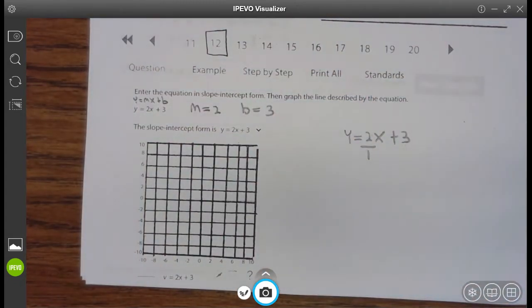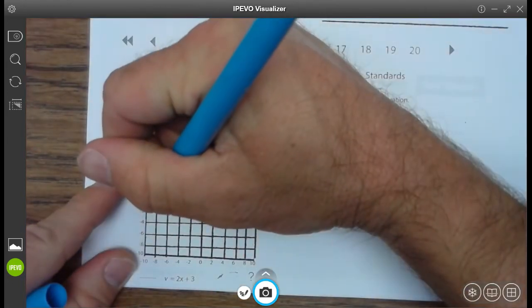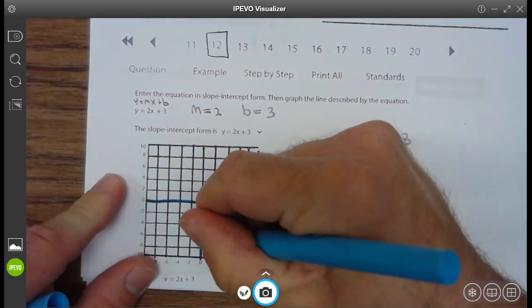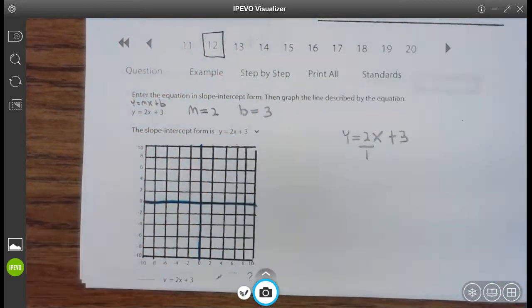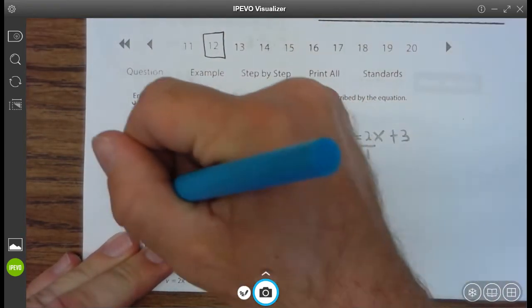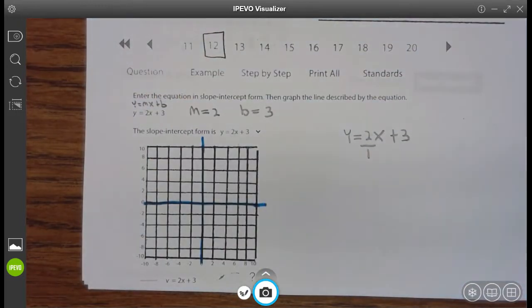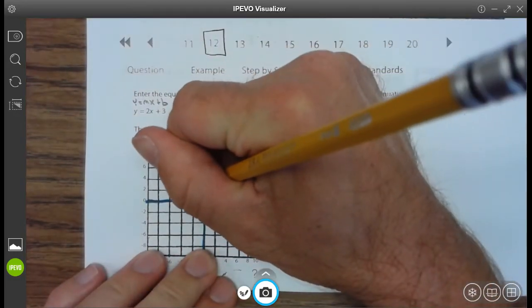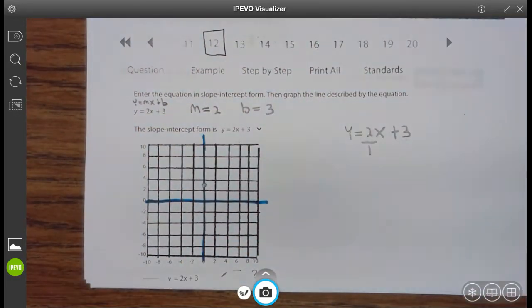And I'm going to highlight the x and y axis so it's a little easier to see. Here's the x-axis. Here's the y-axis. I'll extend them out so you can see that those are the axes. Now our y-intercept is 0, 3. So 0, 3 is right here between 2 and 4.